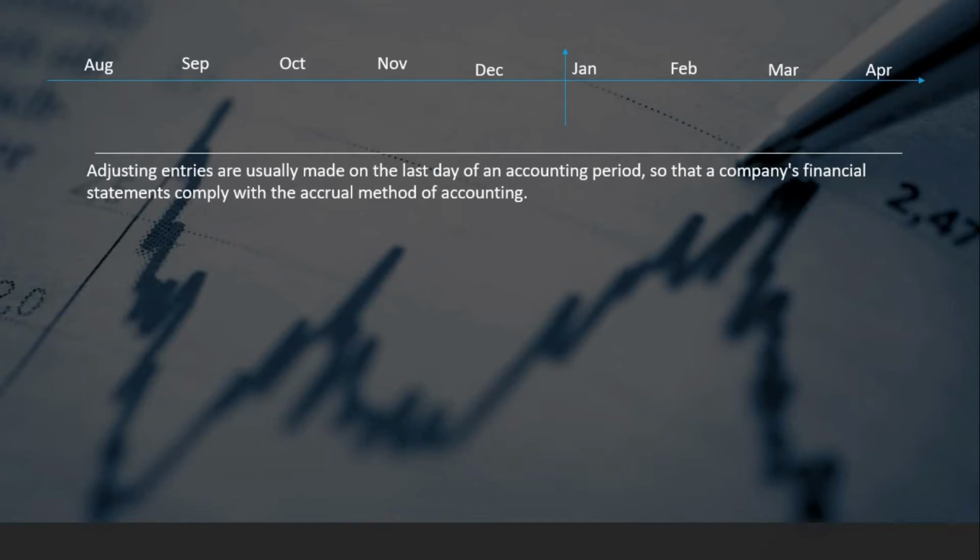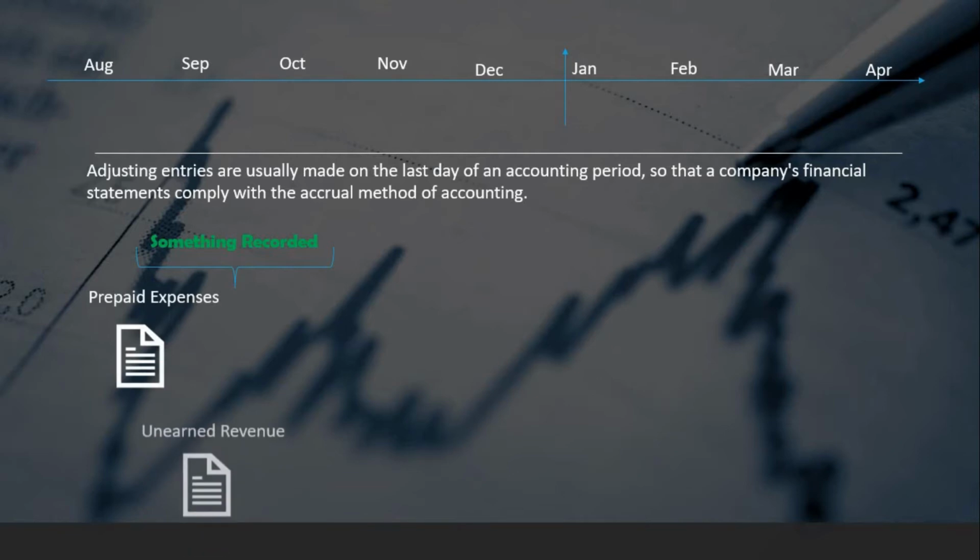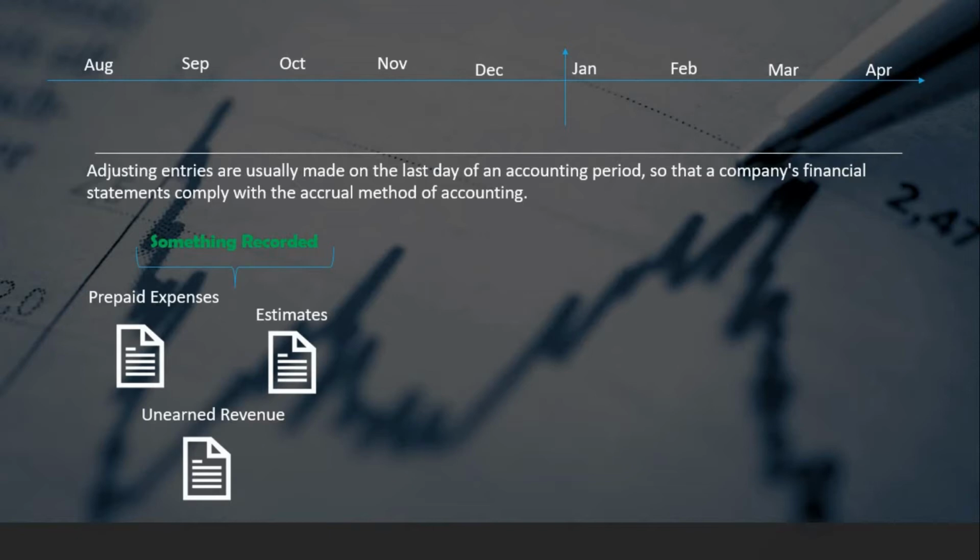The first category is something recorded. That means something has been recorded in the general ledger but the amount is to be moved or split between 2 financial years. Prepaid expenses, unearned revenue, and estimates are the 3 types in this category.